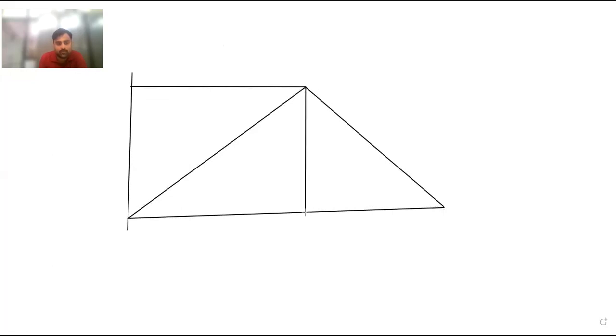This is the truss, loading on this side. 40 kilonewton loading is at the joints only. This is one of the assumptions of the truss. So loading is given only at the joint. In the numerical also, loading will be there only at the joint. 40 kilonewton. This angle we have calculated, I think 45 degree. This is 90. This is also 90. This angle is also 45 degree.